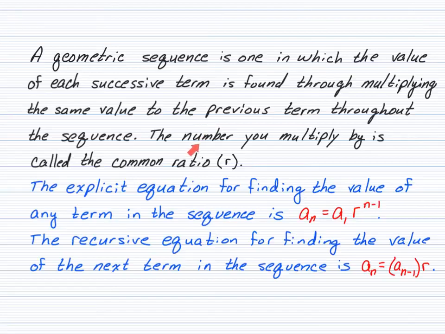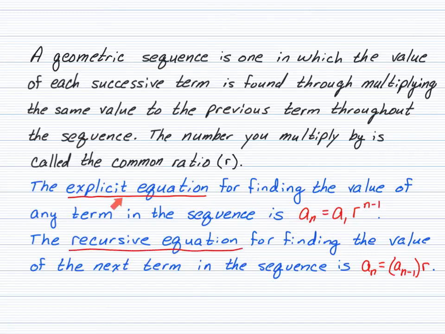So the number that you multiply by is going to be called your common ratio. And the letter that we use for that in our formulas is going to be r. And so once again, we're going to have two types of equations. You're going to have your explicit equation, and you're going to have a recursive equation.